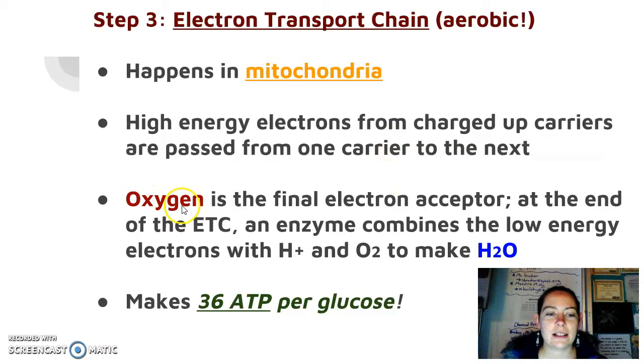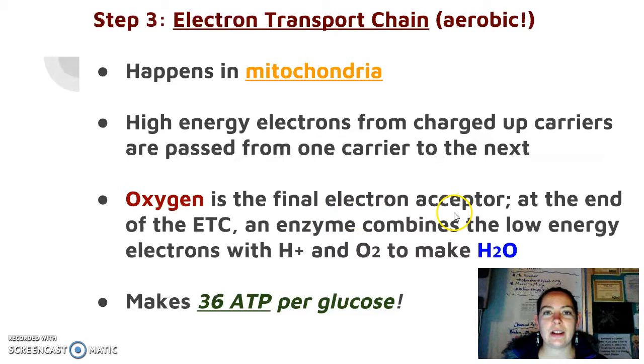you need oxygen. So I've got this nice big in red. This part isn't on your chart, but oxygen is kind of the key part to this. And this is the whole reason why we breathe in oxygen. It's this step right here. So at the end of the electron transport chain, we need oxygen because it's the final electron acceptor.